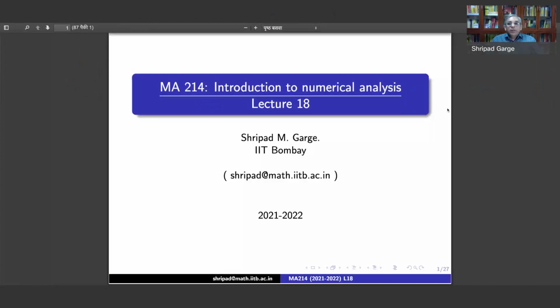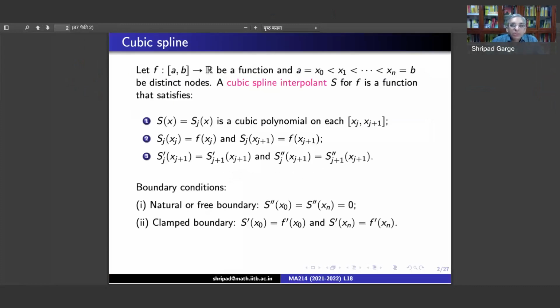All right. Okay, so we have this definition of cubic spline. Suppose we have a function f which is defined on a closed and bounded interval AB, and it's taking values inside the real numbers R, and we have these n plus 1 nodes which are x0, x1, x2 and so on, which are written in the increasing order. These are all distinct, of course.